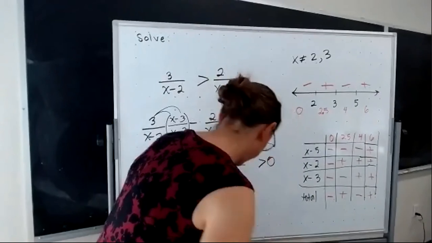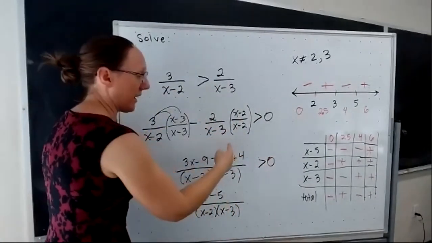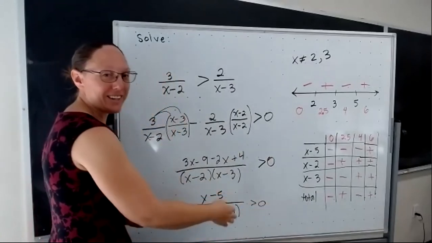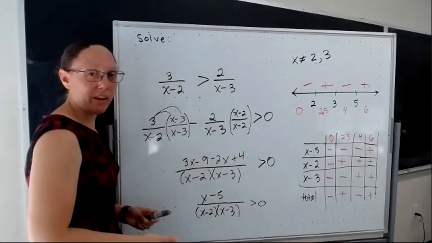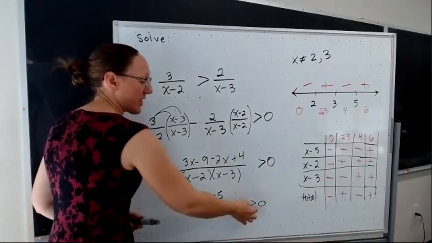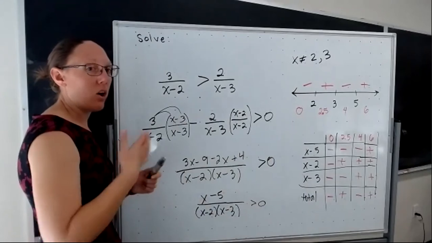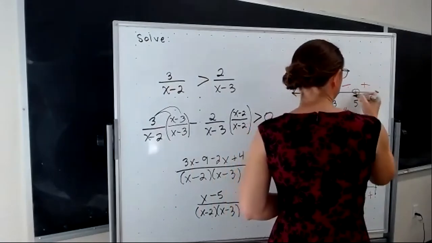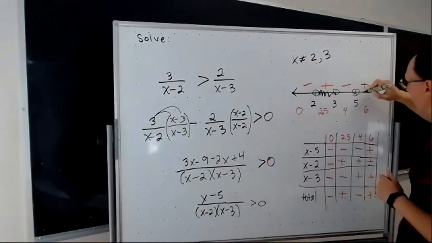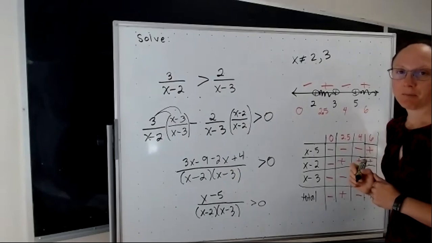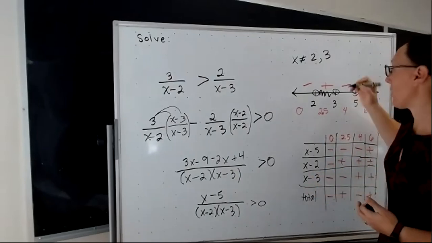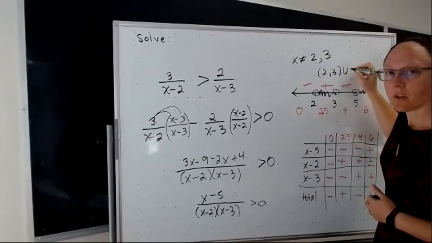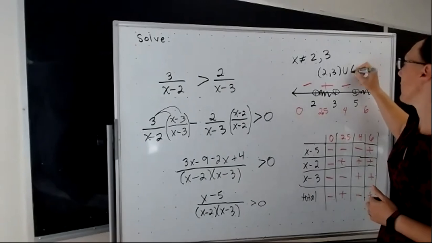And then I come back to here, or here, oops, I lost my greater than 0. Come back to here and say, I want it to be greater than 0. So I'm looking for the positives. Because there's no or equal to, they're all automatically going to have open circles. And I wanted the positives and some more positives. So writing in my final answer would look like 2 to 3, union 5 to positive infinity.